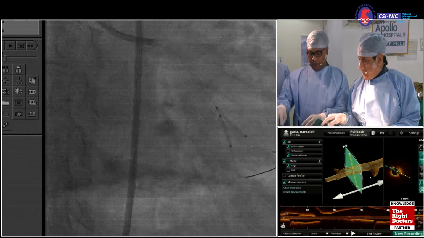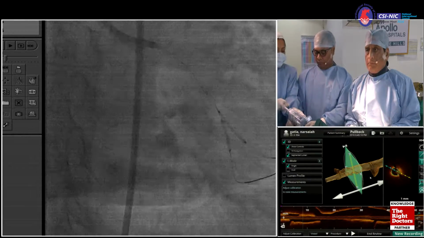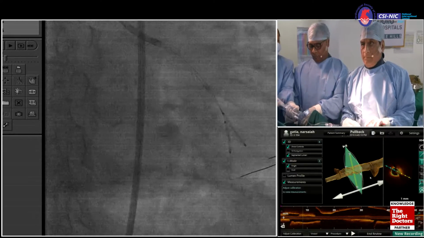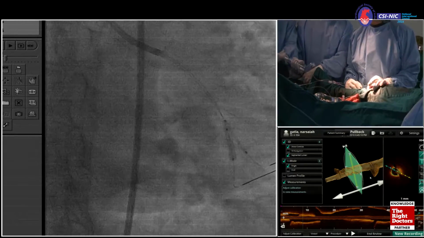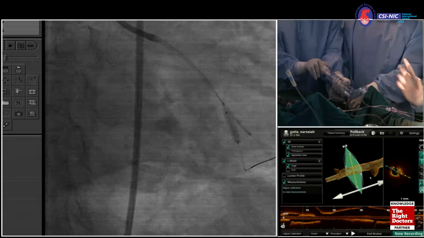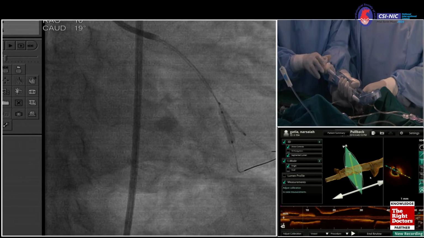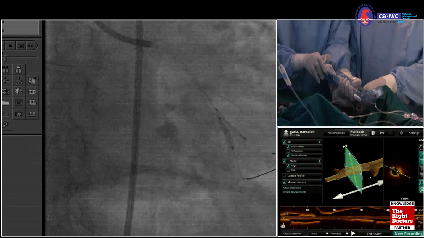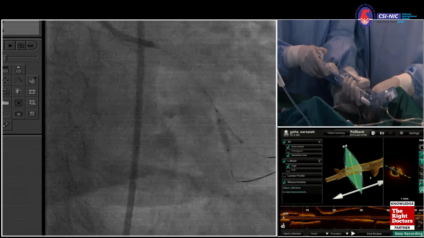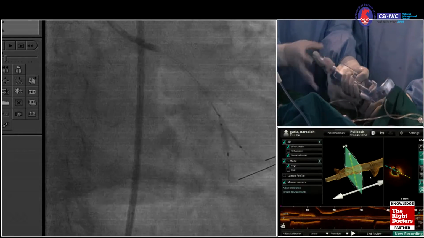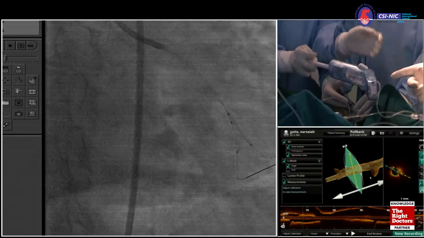Deploy it. This one, deploy. Yeah. Start. Go. Yep. Cine. No dye, no dye. What's the pressure now? 10, 12. So we deploy it fully. 12. Good. Negative. I always do 2 inflations. One more.